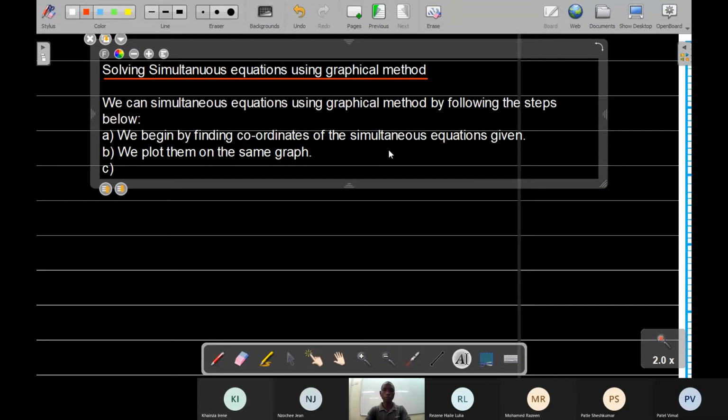And then step 3: the point of intersection of the two graphs gives the solutions to the simultaneous equations.